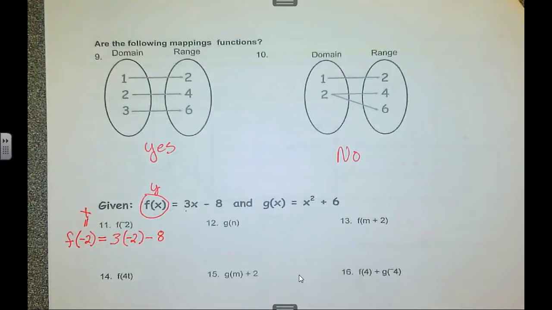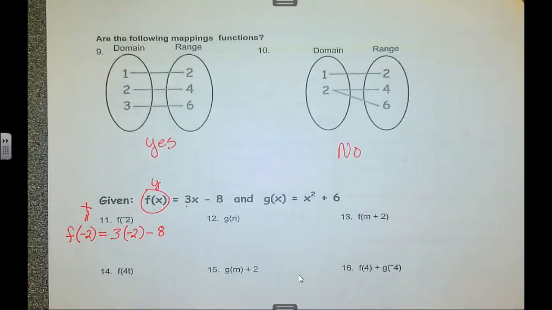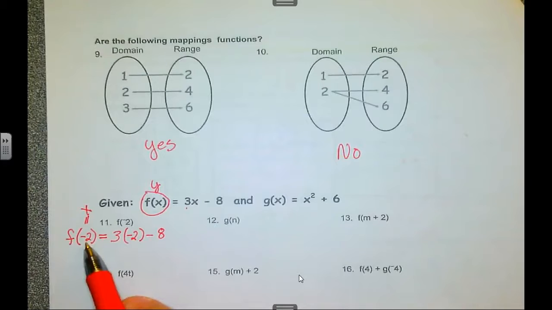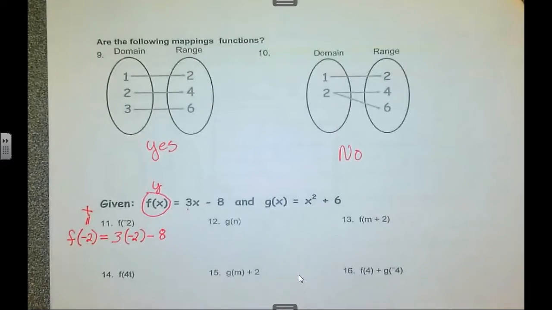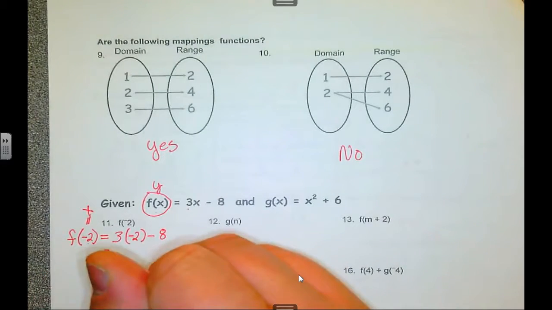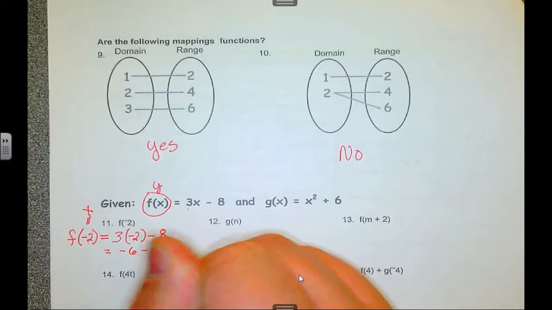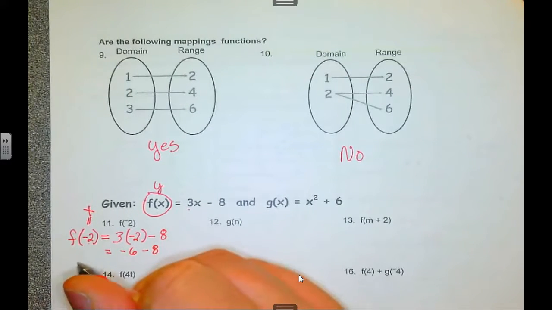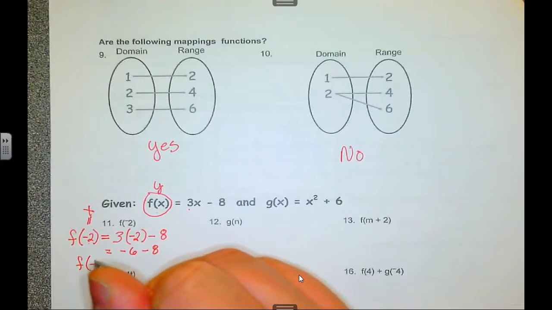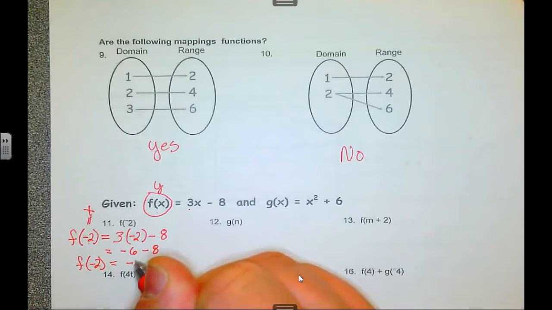So would the 2 also be used in the equation? Well, now it's acting as a symbolization for x, as a value for x. So you wind up with -6. So this equals -6 minus 8. The answer is -14. So the f of -2 equals -14.